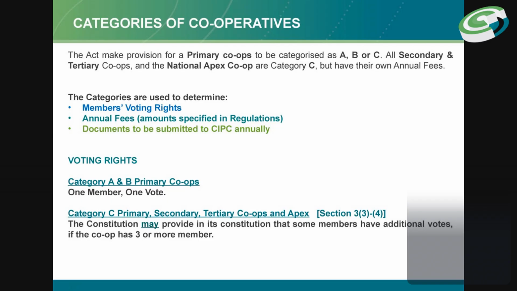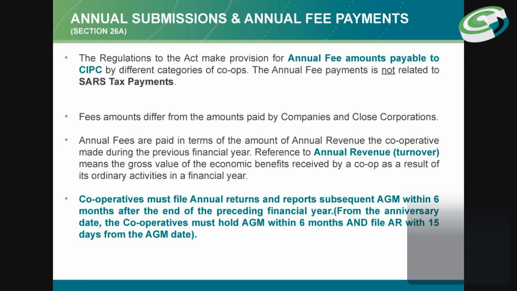Why categories? Categories are used to determine members' voting rights, annual fees, the amount that is specified in the regulation published in the Gazette, and the documents to be submitted to CIPC annually. Also, the categories determine voting rights: category A and category B primary co-ops have one member, one vote. And then category C, primary, secondary, tertiary, and national apex, the constitution may provide that some members have additional votes if the co-op has 3 or more members.